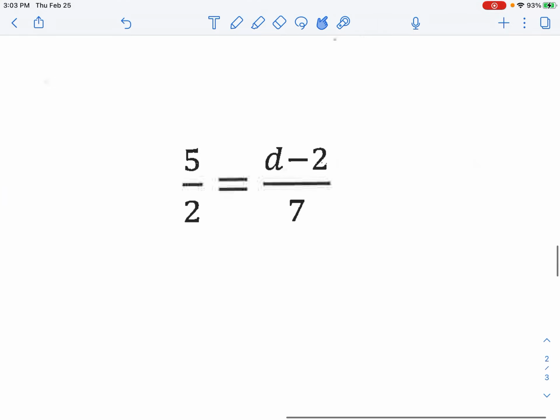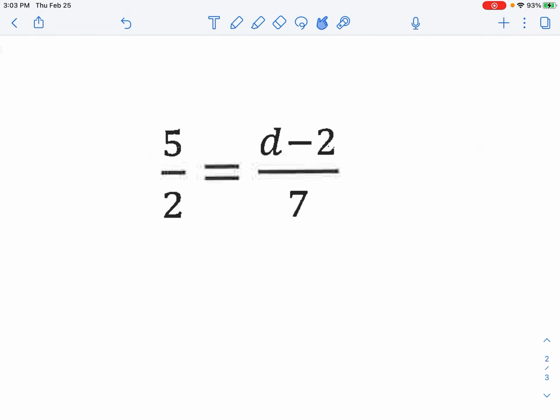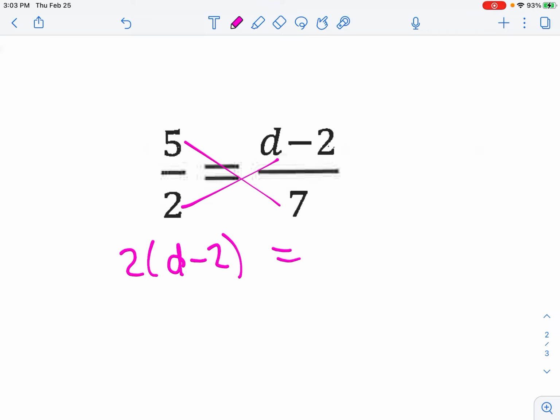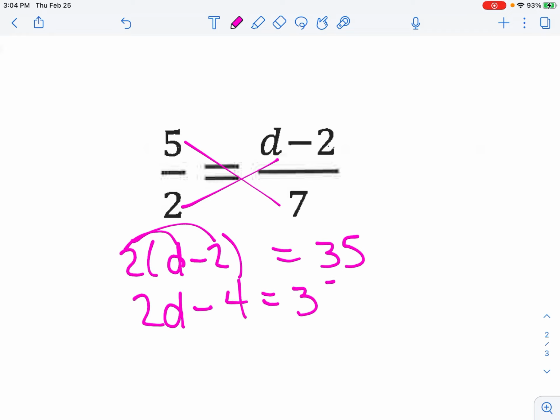Okay, last one. All right. So for this one, when we do cross products, we're going to multiply 2 times d minus 2. So I'm going to set this up like the distributive property. 2 times d minus 2 equals 5 times 7, which we know is 35. So now we're going to distribute 2 times d, and 2 times negative 2 is negative 4. So 2 times d minus 4 equals 35.